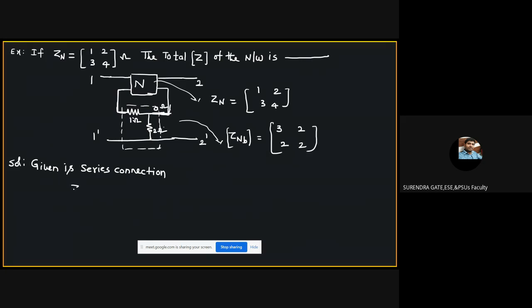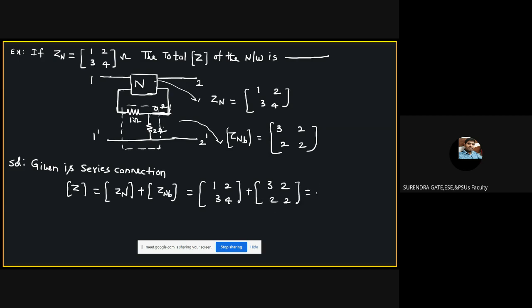Then what are the resultant Z parameters? The resultant Z parameters equal Za plus one more network, Zb. I am assuming that. What is Za? 1, 2, 3, 4. What is Zb? 3, 2, 3, 2. Add directly. What can you get, students? 4, 4, 5, 6. These are the Z parameters of the resultant network. Clear? Understand? Because it is a series connection.